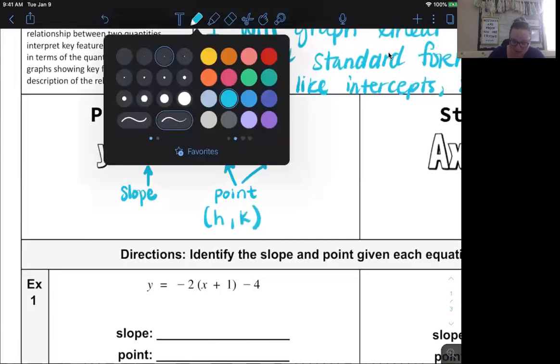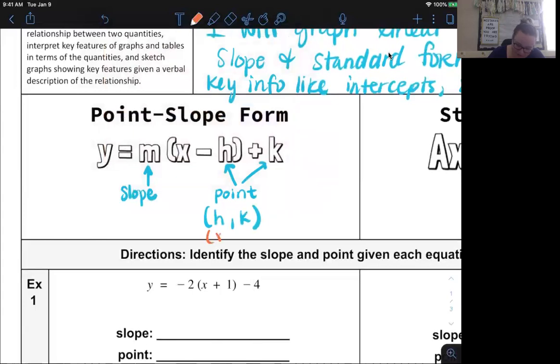So we're just saying that the x value of the point is h, and the y value of the point is k. We don't want to represent in the equation that point as x and y, because then we would confuse them with this x and this y. So we're avoiding that confusion by using h and k instead.